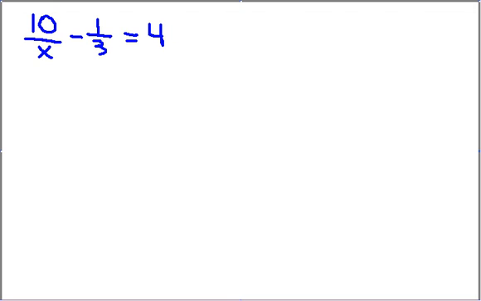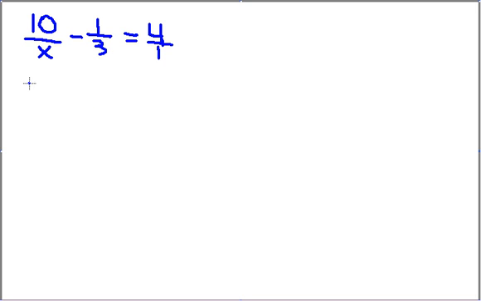Let's take a look at one more here. 10 over x minus 1 over 3 equals 4. We have two fractions over here. They have to have the same denominator in order for us to subtract them. So let's go ahead and make a fraction out of this over here. So we'll stick a 1 on the bottom. Take a look then at the denominators in each of our monomials here. We have x, 3, and 1. What is the least common denominator of x, 3, and 1? Well, it's going to be x times 3 times 1. Well, x times 3 times 1 is simply 3x.